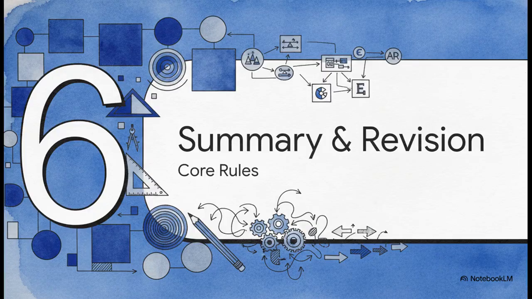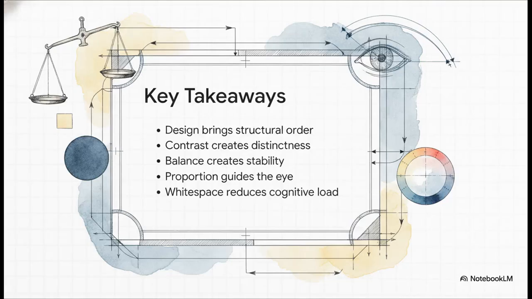Section 6, Summary and Revision. We've covered a ton of fundamental ground today, so let's quickly recap our core rules to ensure you're fully equipped to put them into practice. Keep these tips right in your back pocket. Your ultimate goal is bringing structural order to communication. Use contrast to make things distinct and pop. Distribute visual weight to achieve stability. Leverage proportion and emphasis to guide the viewer's eye exactly where it needs to go, and use color and white space strategically to reduce cognitive load.